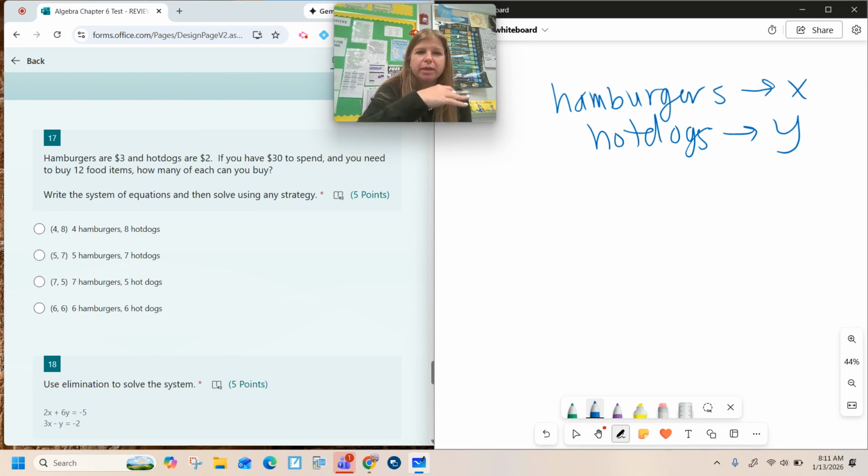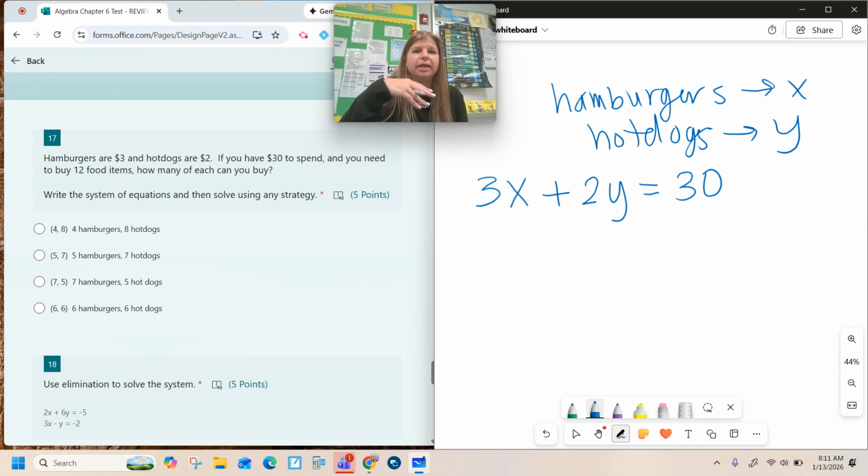So if I want to write my equation about money, it would be $3 per hamburger plus $2 per hot dog equals, what's my dollar amount that I want that to equal? $30. The second equation is about how many items. It says you need to buy 12 food items. So how many x hamburgers plus how many y hot dogs do I need? So it adds up to 12.